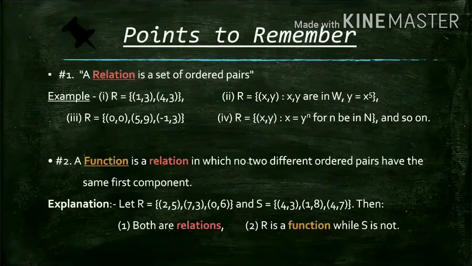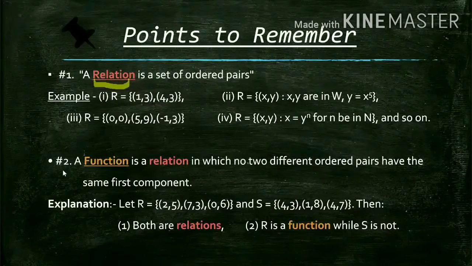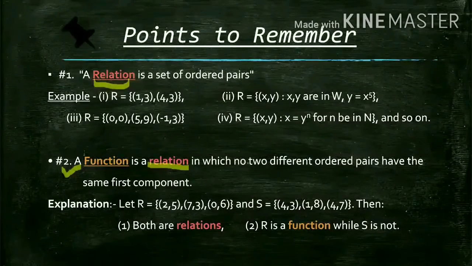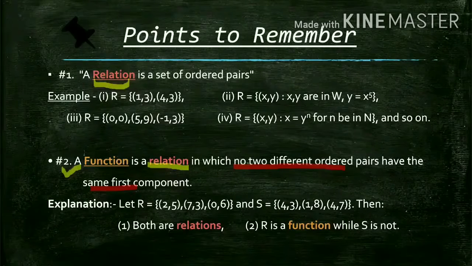So let's now move to the next level. Let's move to a slide. Next, I define a special kind of relation called a function. What is a function? A function is also a relation, no doubt. A function is a relation which has a special property: no two different ordered pairs can have the same first component. That means if I take any two different ordered pairs, I will not get the same first component. Let me give you an example to illustrate this definition as well.